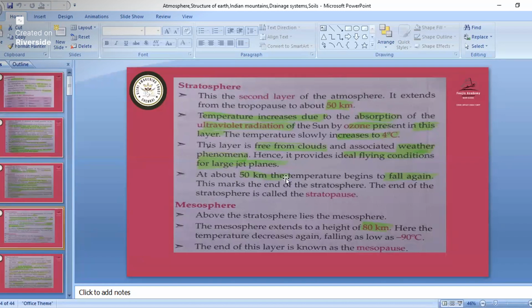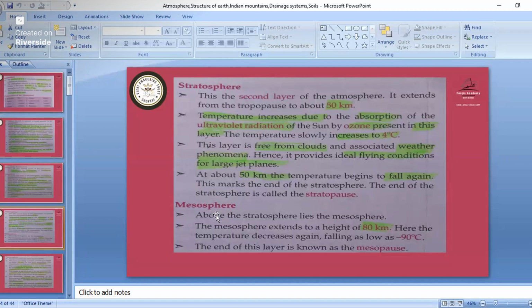At about 50 km, the temperature begins to fall again. So after 50 km, what happens? Temperature will start falling again. That marks the end of the stratosphere and the start of the stratopause. So the end of the stratosphere is called the stratopause. After the ending of the stratosphere, the stratopause will start.